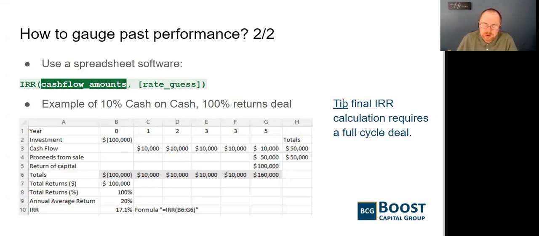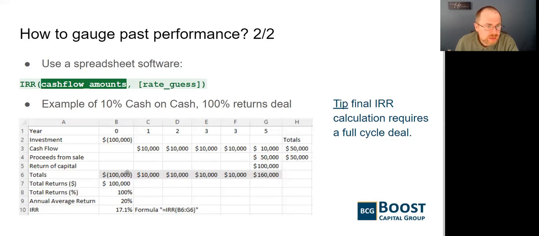A little tip, actually a note: if you're looking at past performance, you're going to need to have the deal done a full cycle. Obviously, you need to have the disposition and the sale of the deal to see all the numbers there.